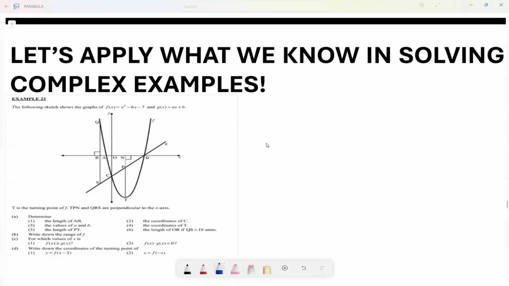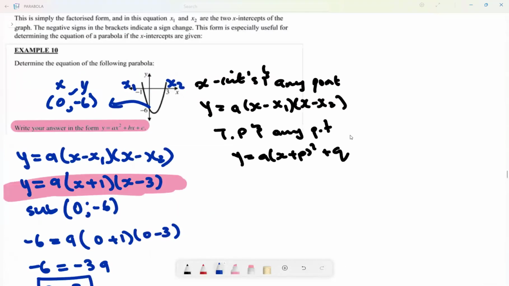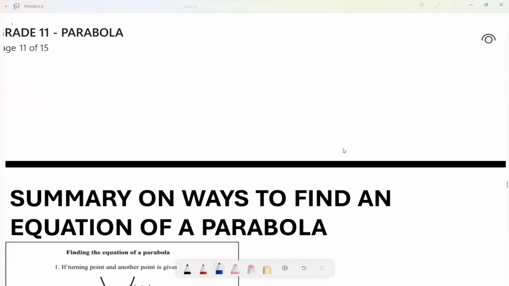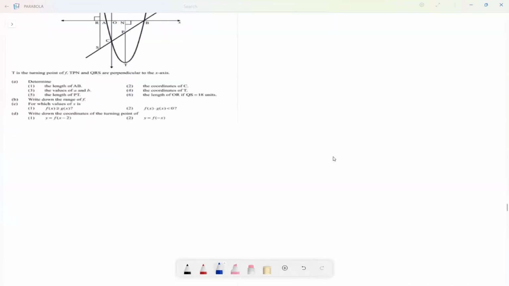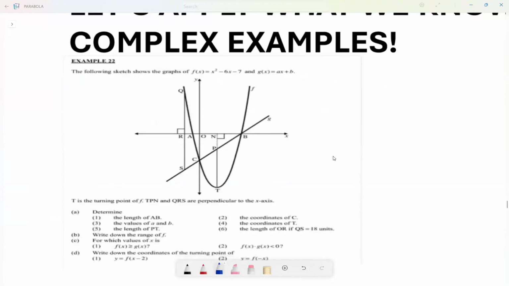Now, let's look at more of us applying what we already know in solving more complex examples. What do I mean by that? We already know how to find the equation of a line of a function, how to draw, and all of that. How to calculate x-intercept, y-intercept, turning point, and all of those, right?